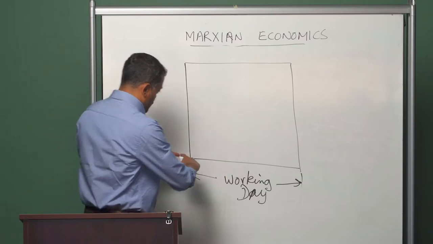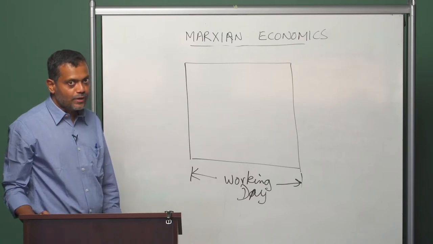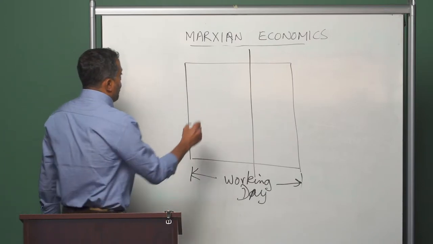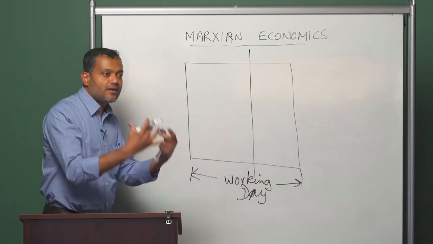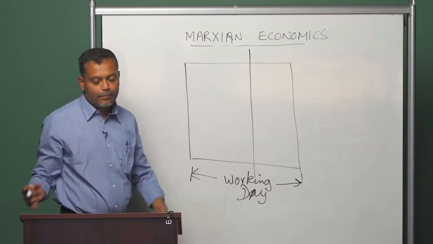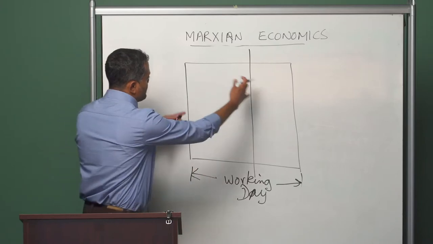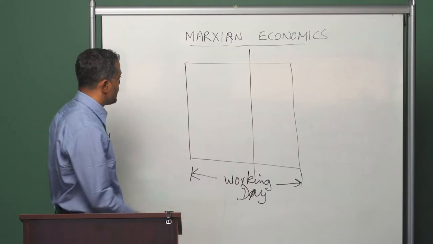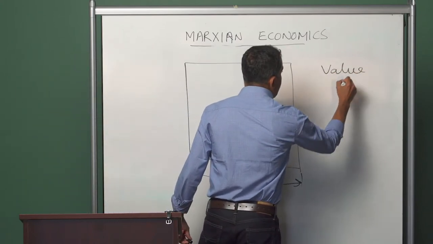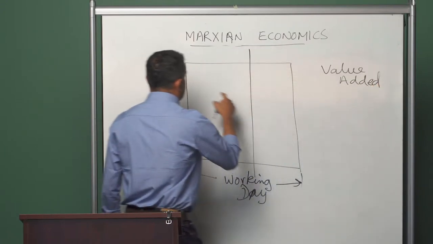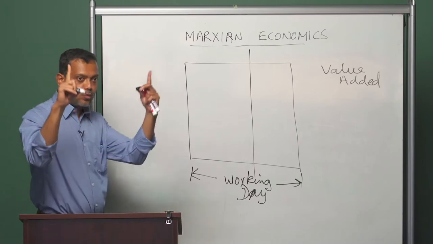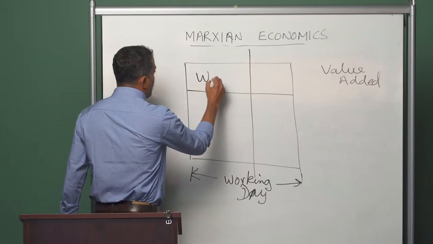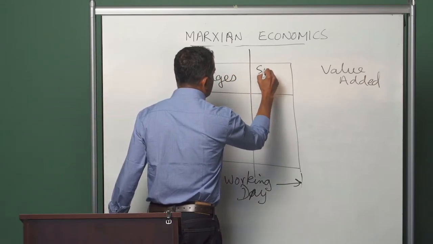Now, the total labor time in a capitalist society gets broken up into two parts. One part is what the workers get, another part is what the capitalists take. But we can look at this division of the total working day between these two parts from very different perspectives. If we take the perspective of value added, then this total working day creates 1 unit of value and it gets broken up into two parts. One part is the wages, another part is the surplus value.